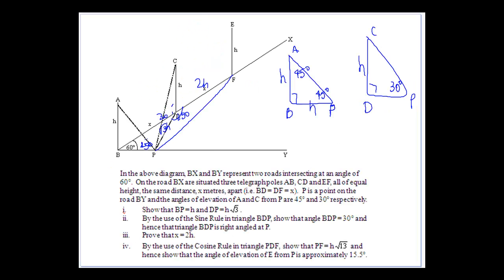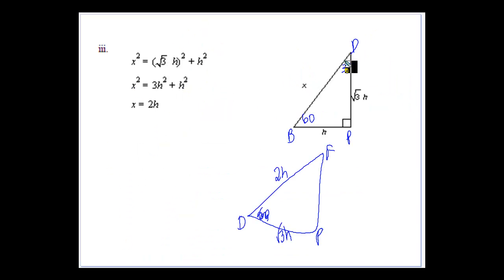So in part 3 we want to prove that x is equal to 2h. So we can do this a number of ways with this triangle now. Because we've got the angles, we could use trigonometry, or I've just used Pythagoras here and shown with Pythagoras because I know that side's root 3h and that's h, and it's come down to x is equal to 2h.